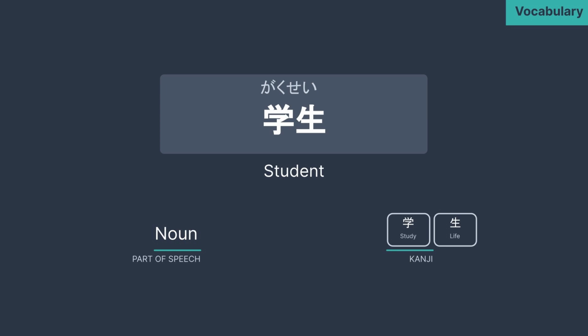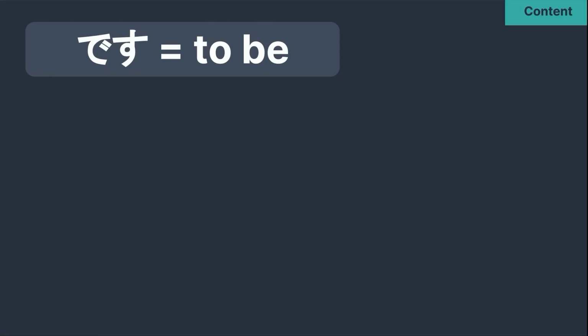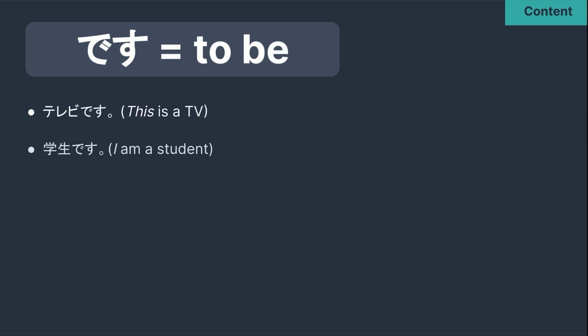Now let's learn how to use these new words by combining them with another word, desu. Take a look at the following sentences. What do they have in common? テレビです。学生です。水です。人です。The general structure of all of these sentences is the same.